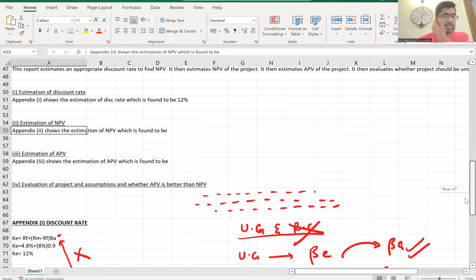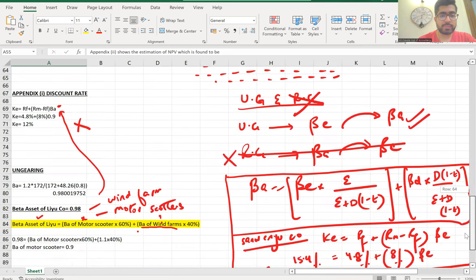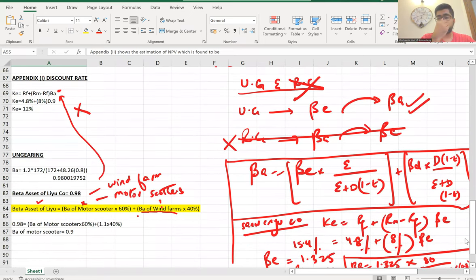So in appendix one, the heading in the end found K, all equity finance, to be 12%. Remember, how did we find K? RF plus RM minus RF times beta asset. But we needed a beta asset for motor scooters only. We had the beta equity of a competitor, so we ungeared it to get a beta asset, but that was for both scooters and wind farms. We needed it for scooters, so we needed to remove wind farms. How to get it for wind farms? The beta equity for wind farms was given, for the San Venue company. We got a beta asset, and then we deducted using the 60-40 ratio to get the beta asset of the motor scooter.